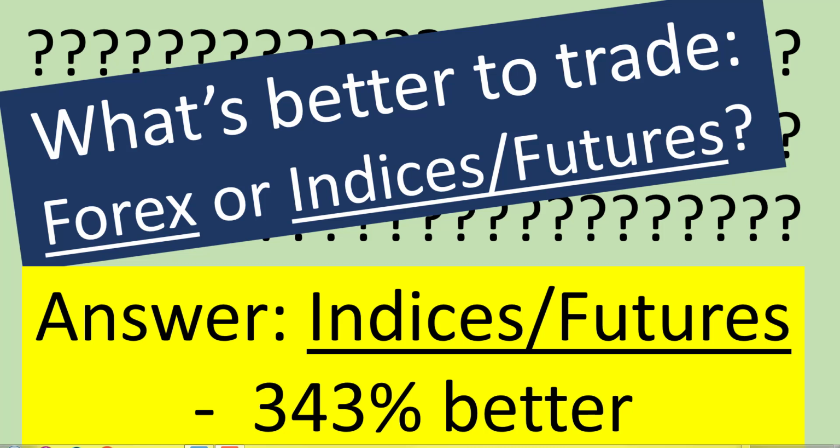In today's video, we're going to be looking at the comparison between Forex trading results and index and futures trading results using our robots. We have been specializing in Forex for over 10 years now, and recently we started experimenting with indices and futures, and we found to our amazement that these were producing really superior results, in fact 343% better than the best Forex currencies. So I'm going to take you through that process today.